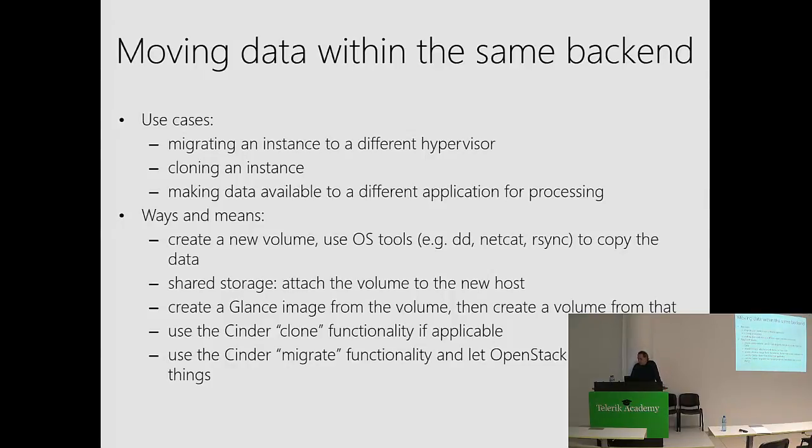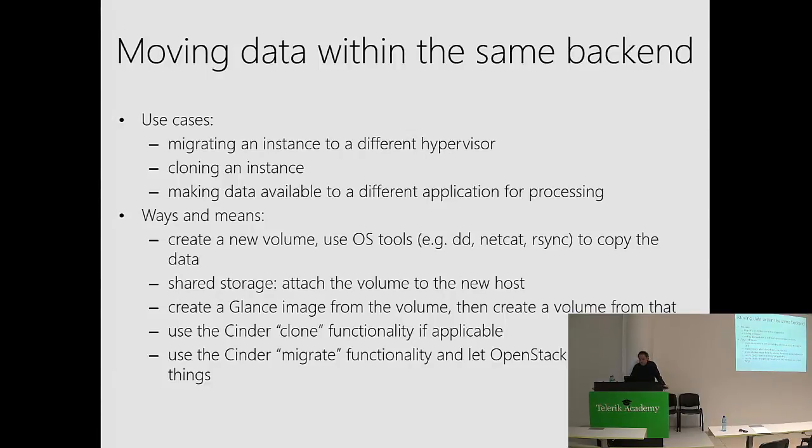Now, things are a bit simpler when the backends between which you want to move data are of the same backend type, say two LVM backends or something like that. Why would you want to do that? Maybe you want to move a virtual machine instance to a different hypervisor. Maybe you want to use a virtual machine instance, its file system, as a base for another virtual machine. Maybe you have built it and you want to use it for 1,000 virtual machines.